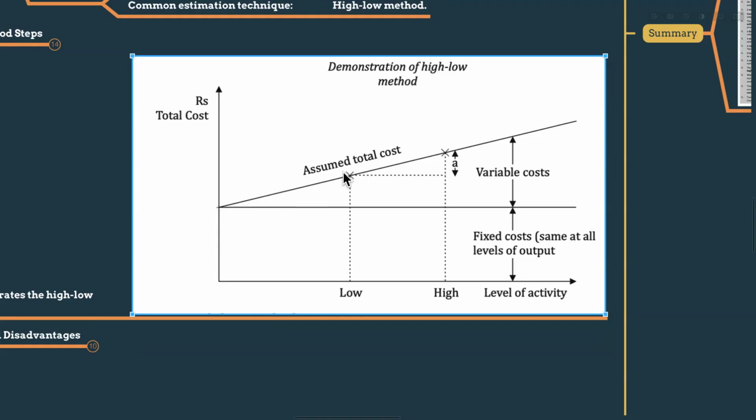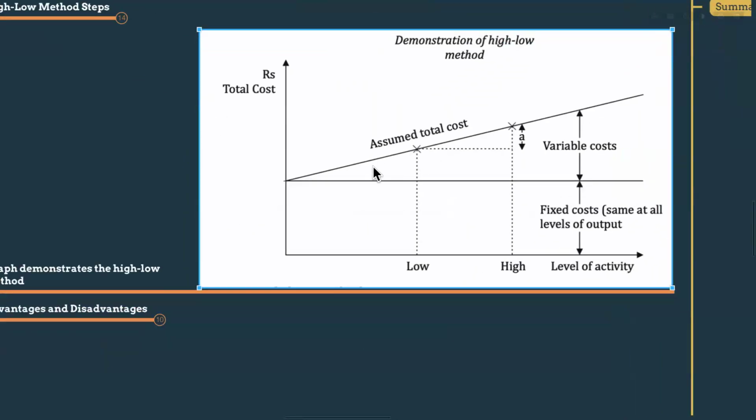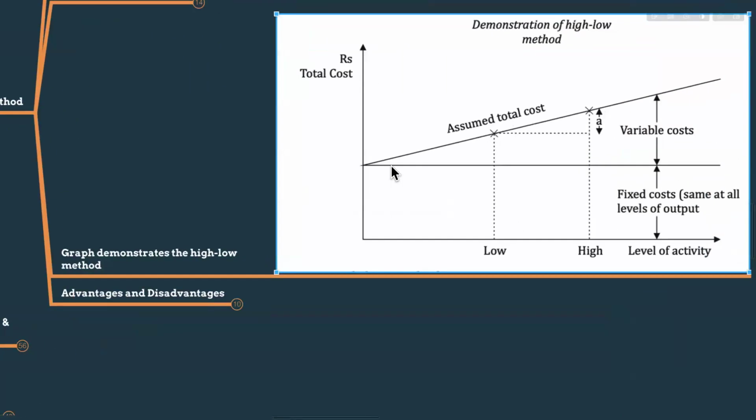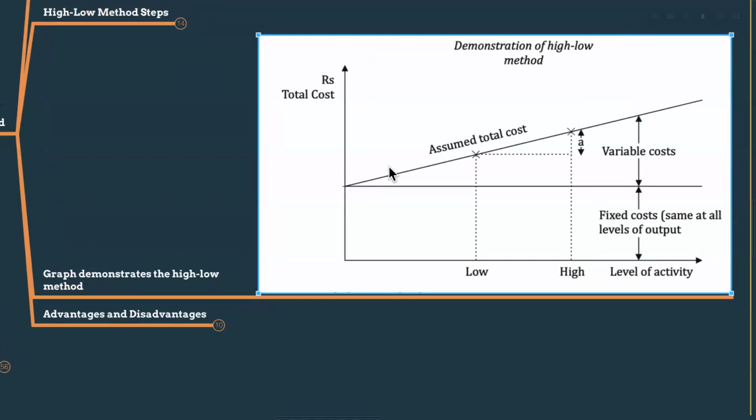So the graph will be like this for the total cost. This is the fixed cost element, right? The distance between the level of activity axis and the total cost line is the full total cost, but the distance between the total cost and the fixed cost is the variable cost. From the level of activity 0 to the fixed cost, that's the fixed cost element. So now we are separating using the two extreme points. You don't need to fully understand how the high-low method works, but for the sake of your syllabus, this is how it works.